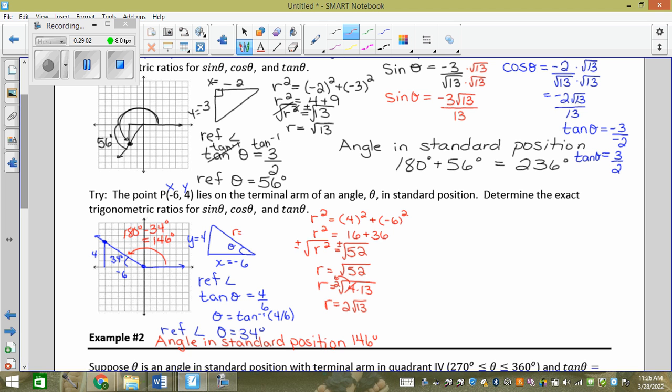Okay, so let's do our trig ratios. Sine theta. Make sure there's a theta or you would just have the word sin. Sine theta, y over r. So y is 4 over r, which is 2 root 13. I forgot to write up here. I don't care about the 2. The 2's fine. It's the root 13 that's my problem. How do we get rid of a root 13? Multiply by root 13, right? It's the same thing.